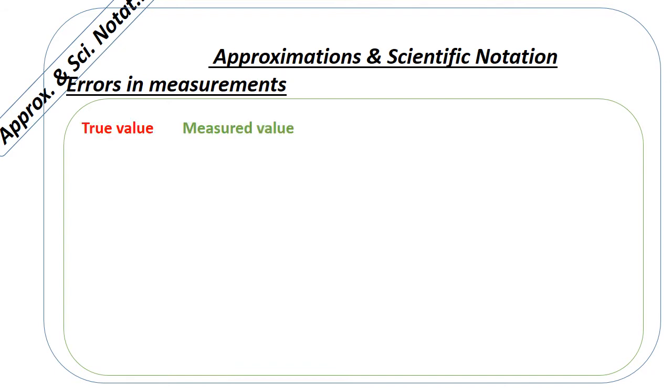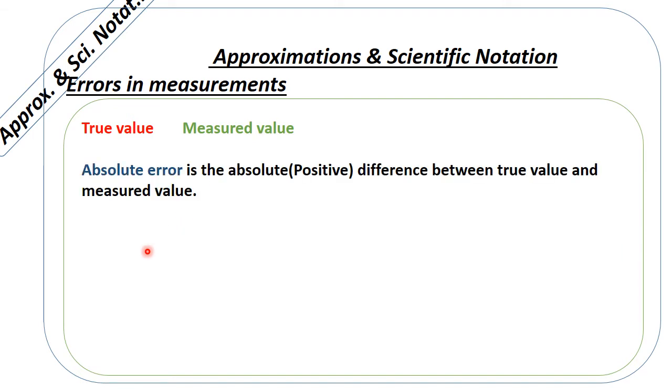We go to errors in measurements. So when you're measuring, there are two numbers that you need to be aware of. There's always a true value of something and a measured value. You can measure your height to be 5 meters, but maybe your true height is 4.9 meters. Because when we're measuring, we make some approximations. So there's always a difference between the true value and the measured value, depending on the accuracy of the instrument you're using for measurement.